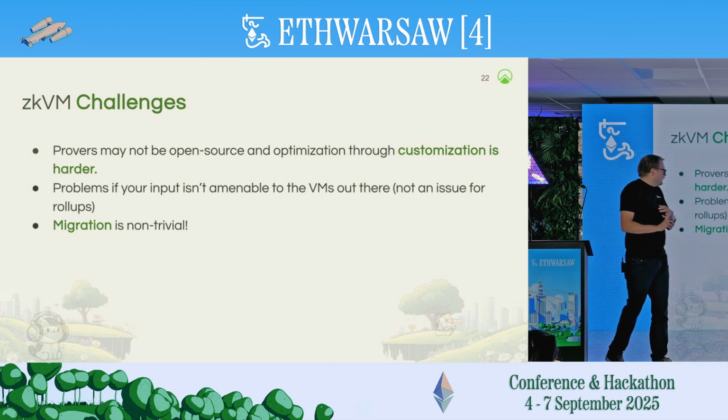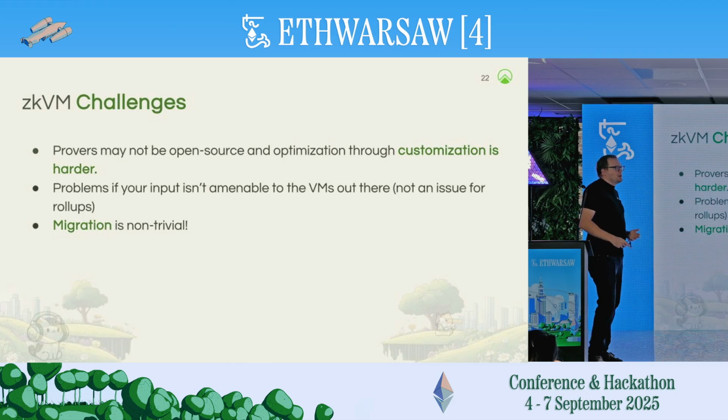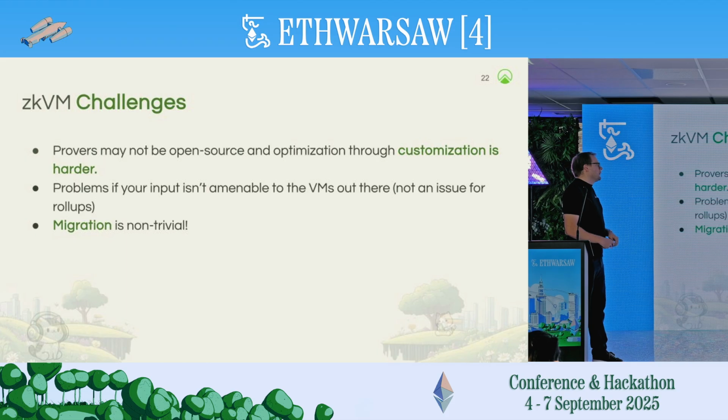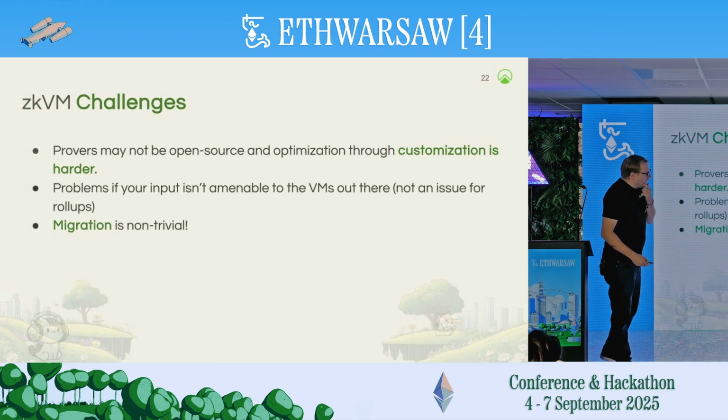And then, it might have problems with other applications of zk. If you're trying to do something on a phone, maybe the VM is still a little bit too powerful. You can't do that, and you have to rewrite something from scratch. Nonetheless, probably not an issue for a rollup.